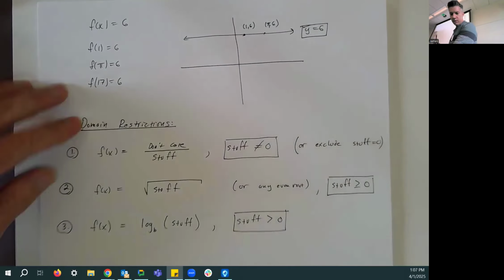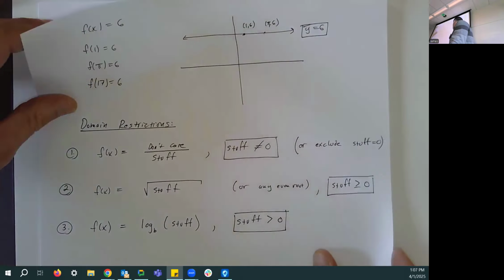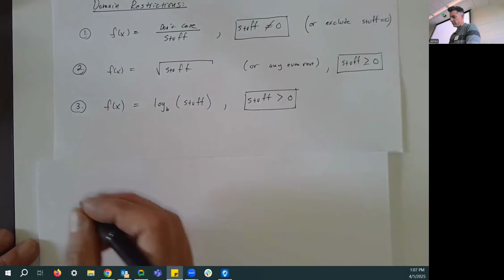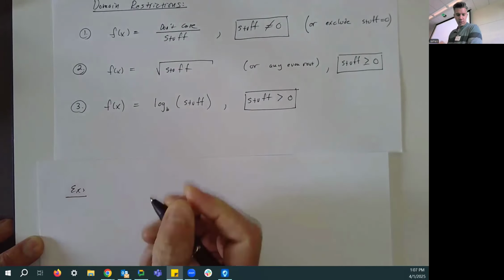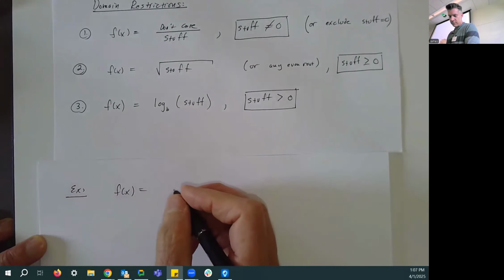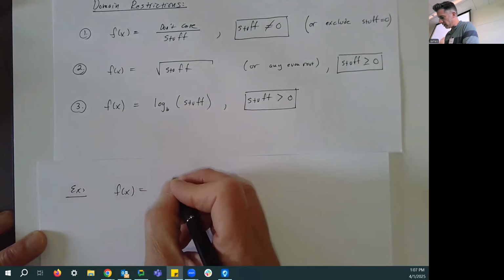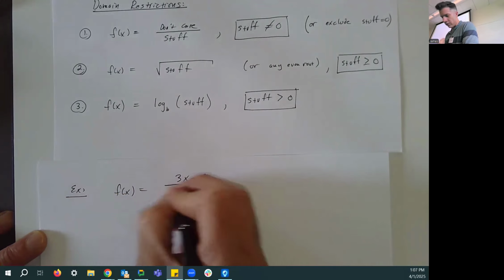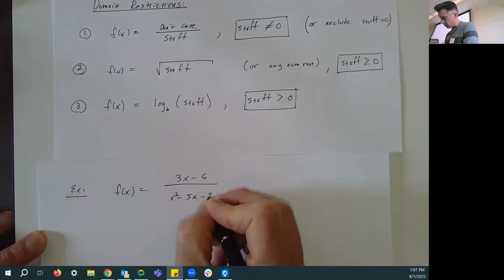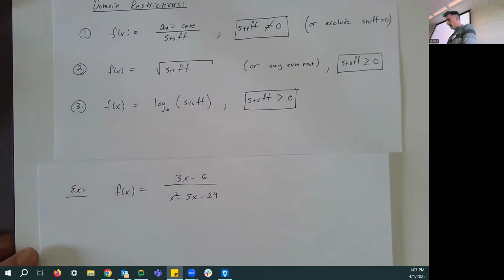So let's look at a few examples here. Let me keep this up here, actually. So, some examples. Let's say our function was equal to 3x minus 6 over x squared minus 5x minus 24. And I want to find the domain.